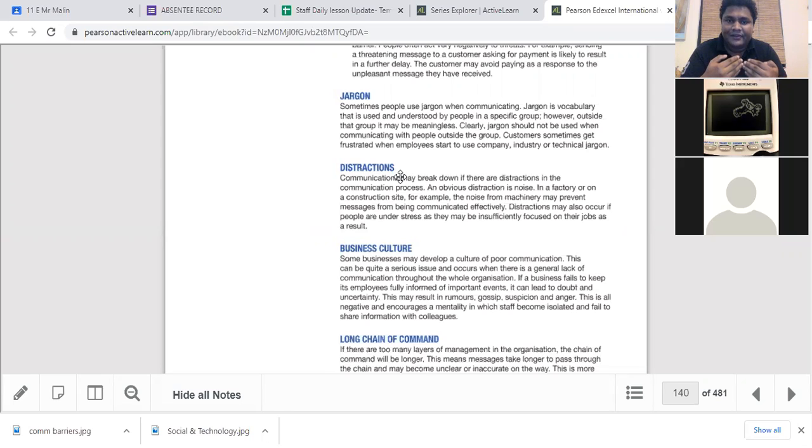That's why when you're talking to someone, please avoid jargon. It's a vocabulary that is used and understood by people in a specific group. However, outside that group, it may be meaningless. Clearly, jargon should not be used when communicating with people outside the group. Customers sometimes get frustrated when employees use company, industry, or technical jargon, right? So, for example, if I give an example, I think everyone might know, right?